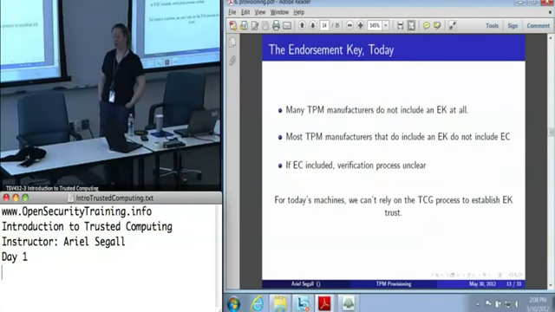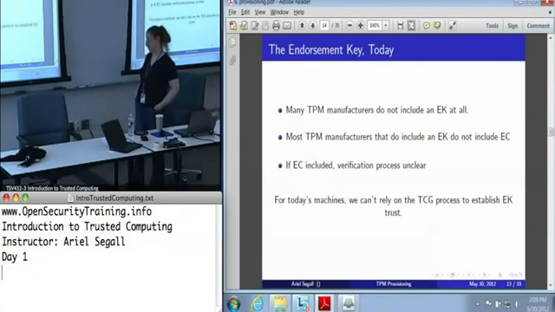So a lot of people have been asking that question of why should we trust the TPM manufacturers to not keep the endorsement key. And the answer is we don't have a very good reason. So it might be a good thing that most of them don't come with an endorsement key after all. But the ones that do, we are pretty much stuck with. We better hope that they're using a good procedure.